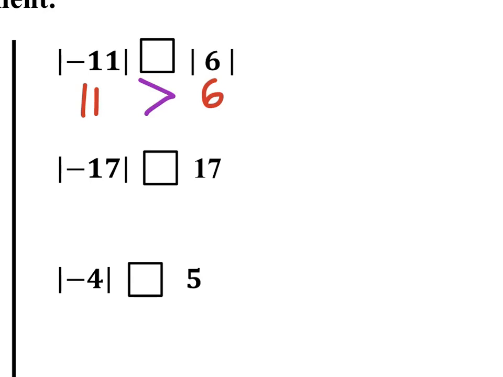Now what about this next example? Well, the absolute value of negative 17 is 17. It's 17 away from 0. Well, how does that compare with 17?